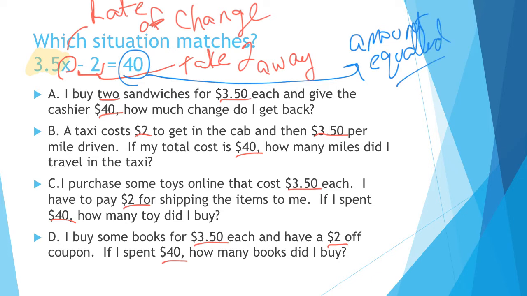Okay. So, let's look back at these. I buy 2 sandwiches for $3.50 each, and I give the cashier $40. Well, that doesn't work because I'm not taking away 2. I'm buying 2. So, I can say that situation A must be wrong. Let's look at situation B. A taxi costs $2 to get in, and then $3.50 per mile. Well, I got my $3.50 per mile, so that definitely works there. But it costs $2 to get in. I'm not taking away $2. So that one's not right.